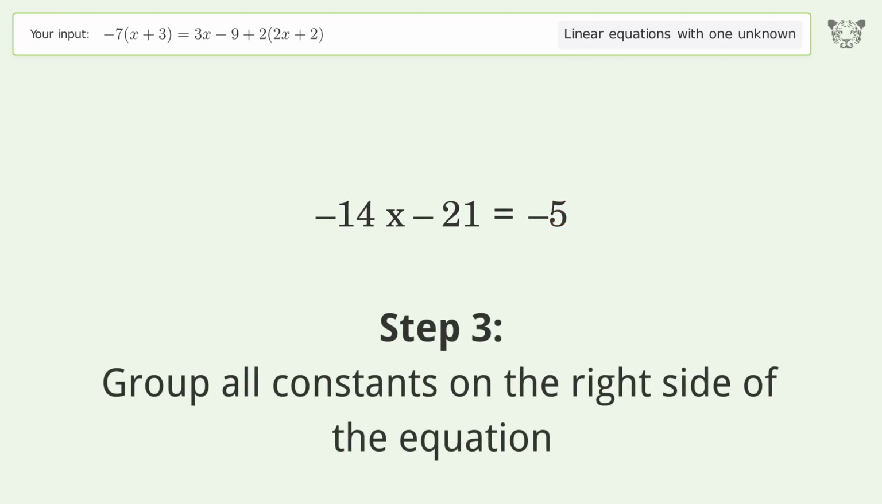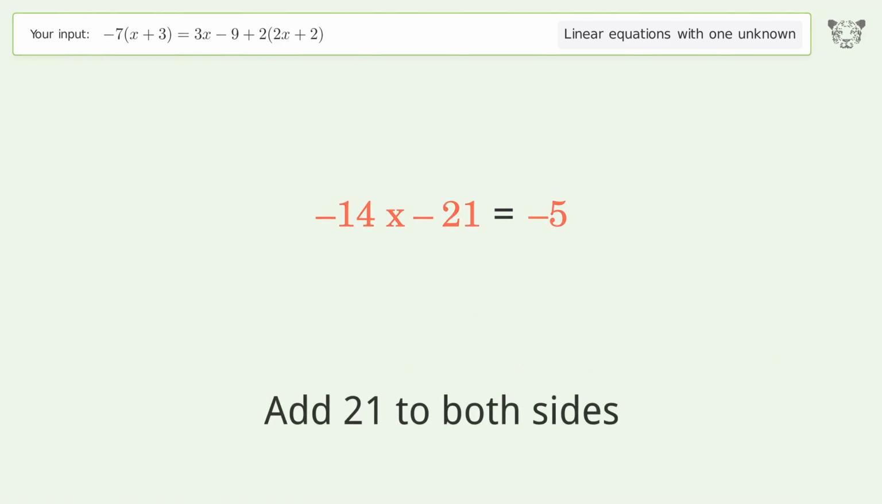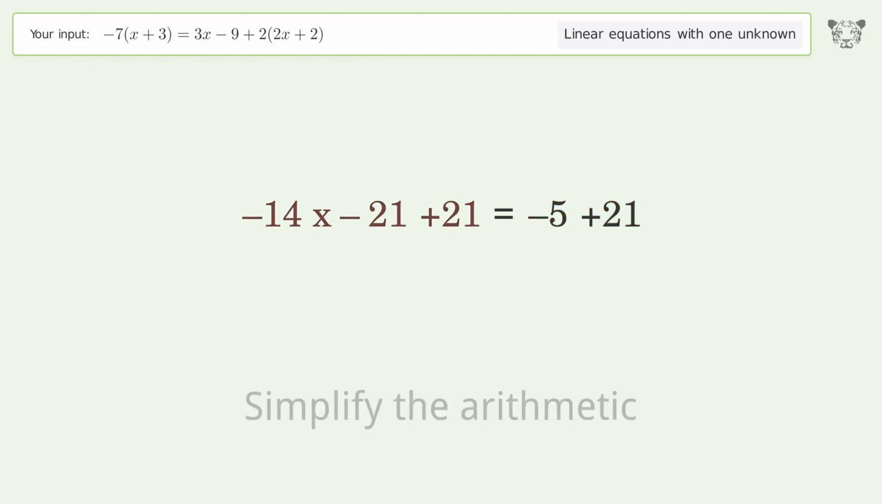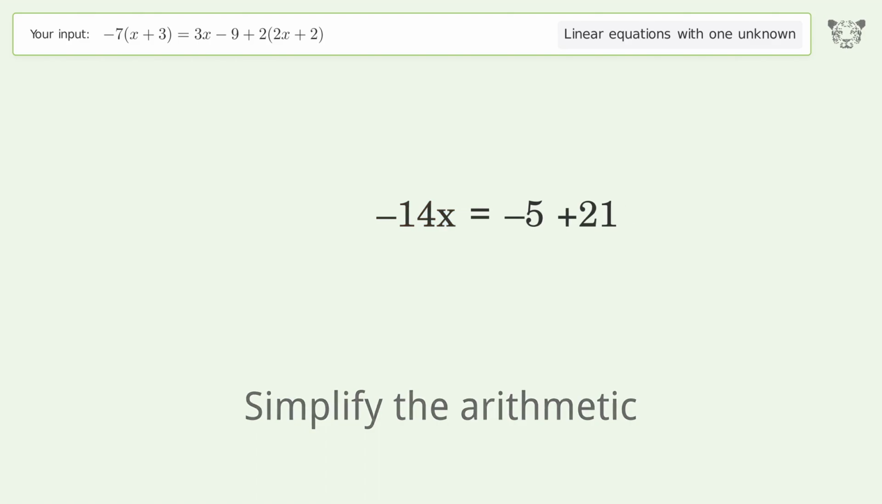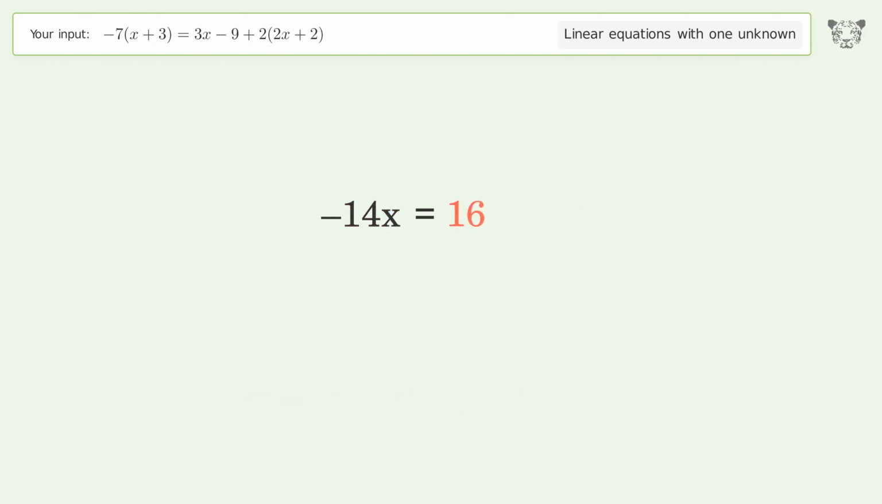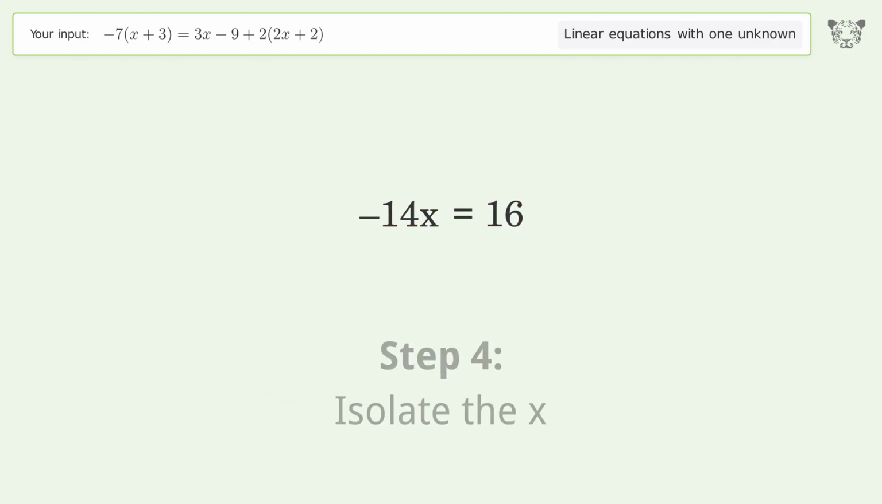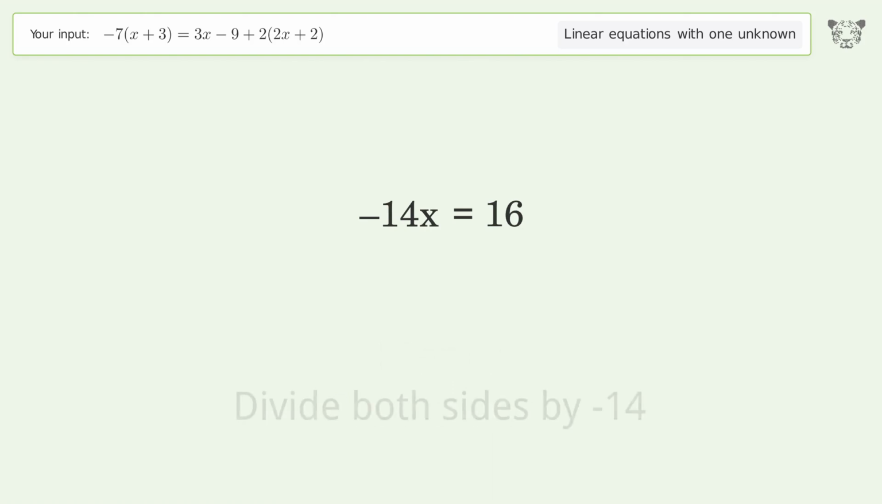Group all constants on the right side of the equation. Add 21 to both sides. Simplify the arithmetic. Isolate the x. Divide both sides by -14.